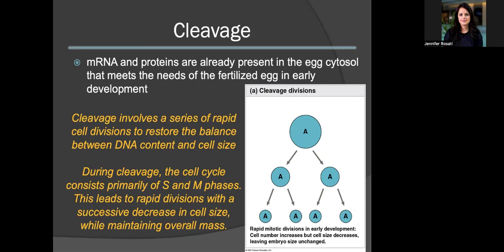During cleavage, the cell cycle consists primarily of the S and M phases, which is DNA synthesis and mitosis. This leads to rapid divisions with a successive decrease in cell size, as seen in the diagram to the right. This will maintain the overall mass of the developing embryo. However, the number of cells that comprise that embryo would rapidly increase.